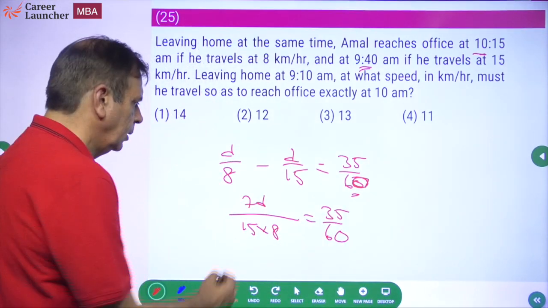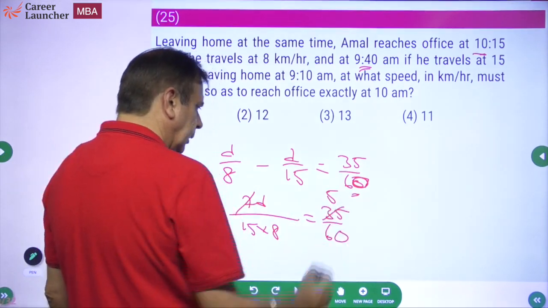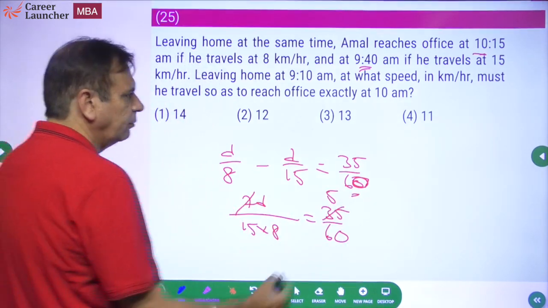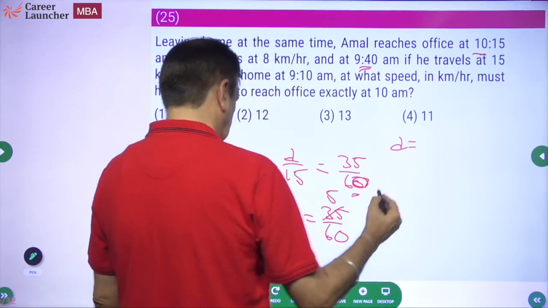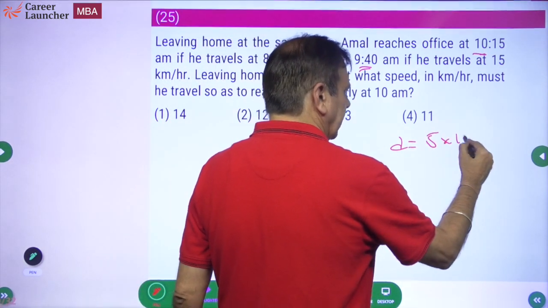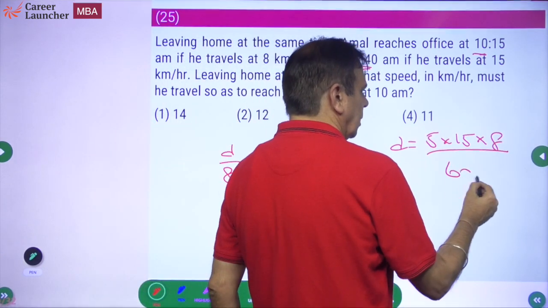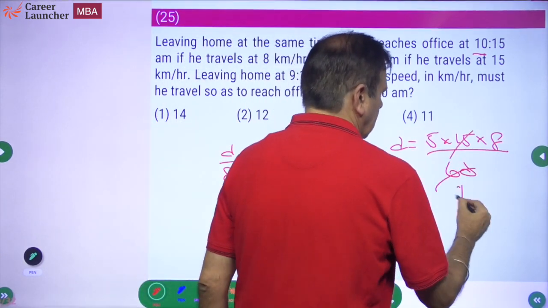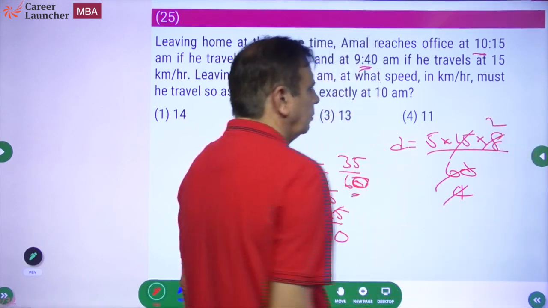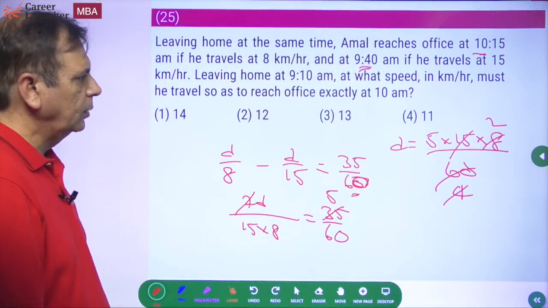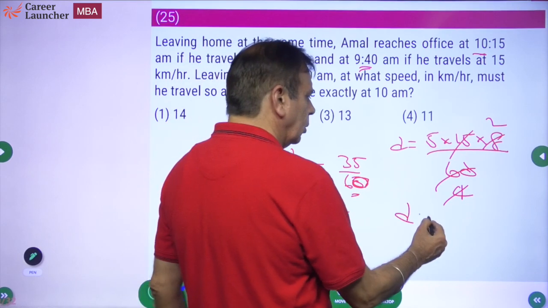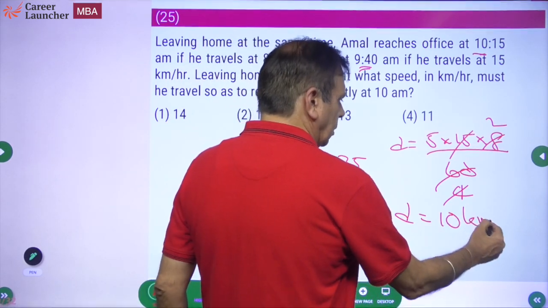7 ones are 7, 7 5s are 35. So what do we have? D is equal to 5 into 15 into 8 upon 60. So 5 2s are 10. So distance is equal to 10 kilometers.